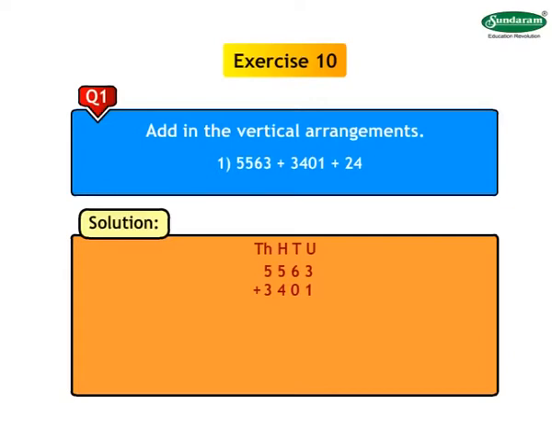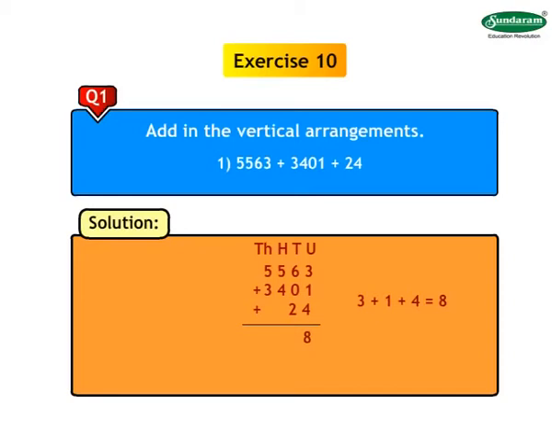5563. Now, write a plus sign again on the left below 3401 and write the number 24 below the tens and units place digits of the first two numbers. Now, first add the units place digits of all the three numbers, that is, 3 plus 1 plus 4 is equal to 8. Write 8 below units place in the answers place.